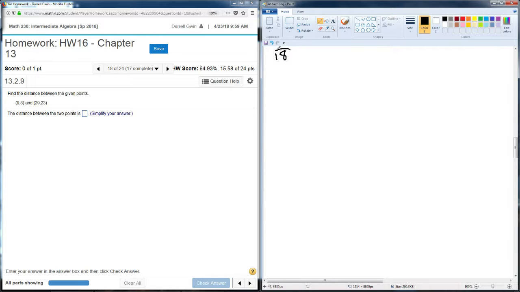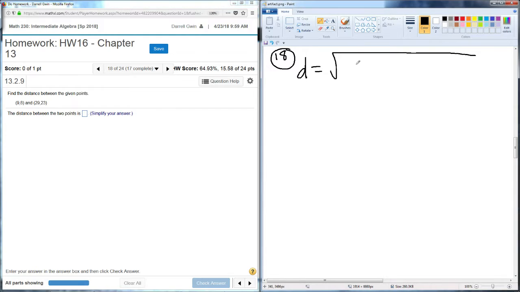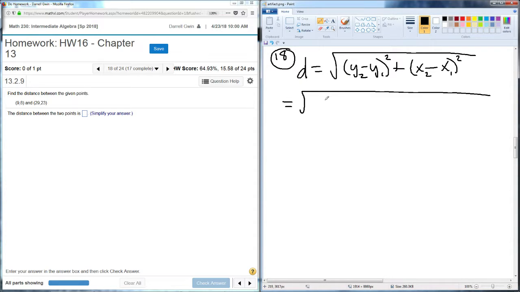Number 18. So we use the distance formula, which is going to equal the square root of y minus y plus x minus x. Now, I don't think it really matters what numbers you put on here because no matter what, if it's squared, it's going to get fixed. Y minus y, so y, 23 minus 8. X minus x, 29 minus 9.